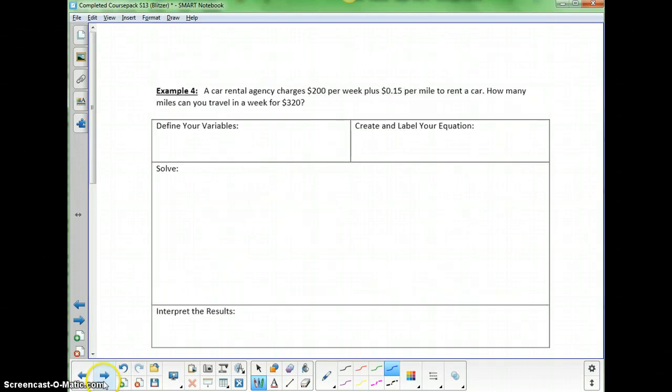In the next example, a car rental agency charges $200 per week plus 15 cents per mile to rent a car. How many miles is the question? How many miles can you travel in 1 week for $320? So my variable, the thing I need to find, is how many miles. I'm going to use m this time. And it's going to stand for the number of miles that I can travel.